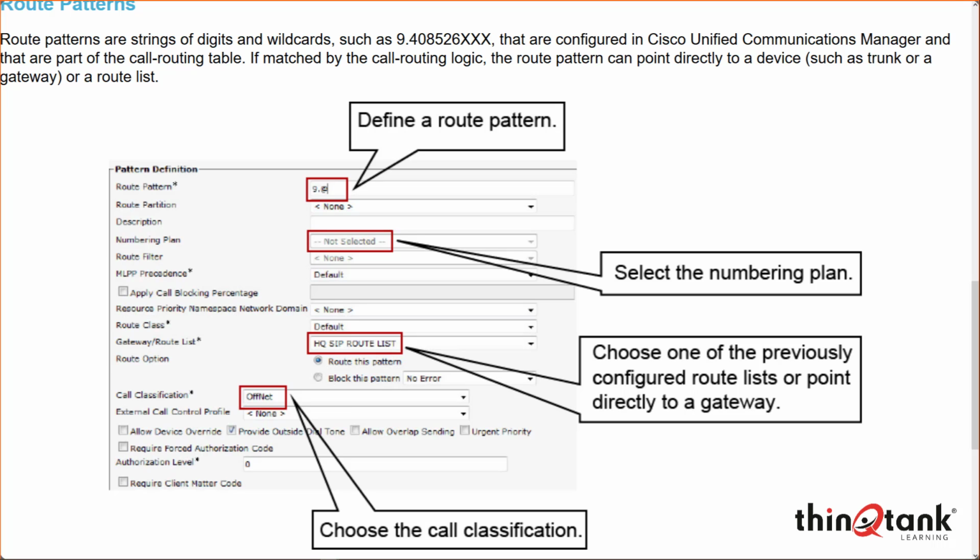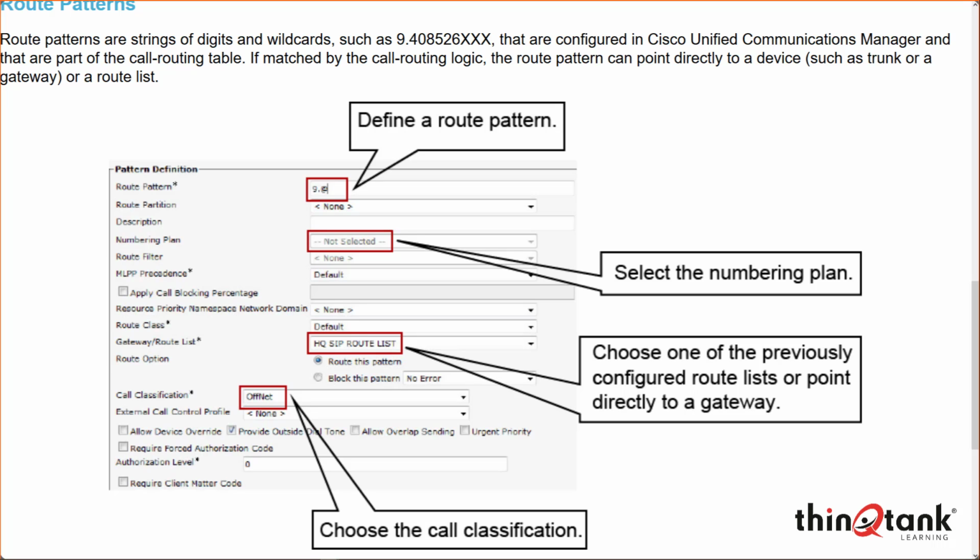And notice they're pointing it to the HQSIP route list, which is just a custom route list that they created called HQSIP. Notice they also classified the call as off-net. You can also say we're going to route this pattern or we're going to block this pattern. Pattern would probably go into a partition. You'd probably give it a description. But the point is that the pattern itself points to a route list.